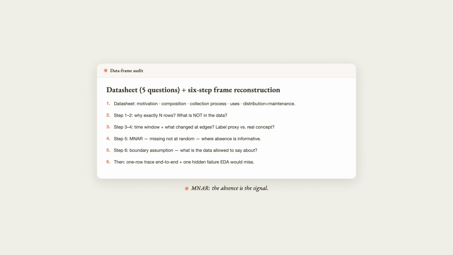An MNAR field is one where the missing rows are systematically different from the present rows, so imputing the missing values or ignoring them both produce the same bias. Step 6, what boundary assumption did you make? The assumption about what the data is allowed to say something about.